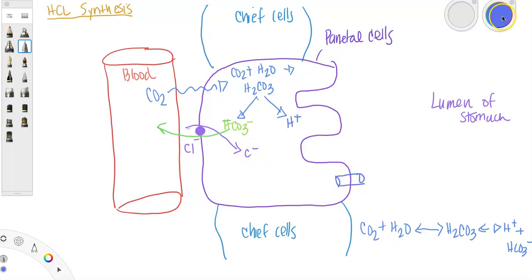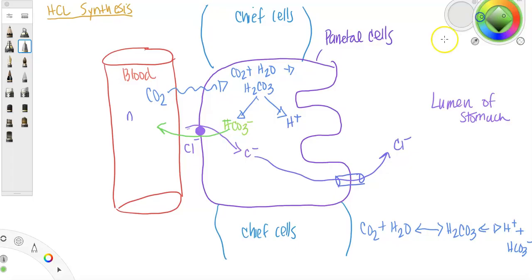So here comes chloride, and I guess it's the wrong color, into the lumen here. The bicarbonate in turn goes into the blood. And as it continues to go in there, bicarbonate is alkaline. So it's raising the pH of the blood right here.